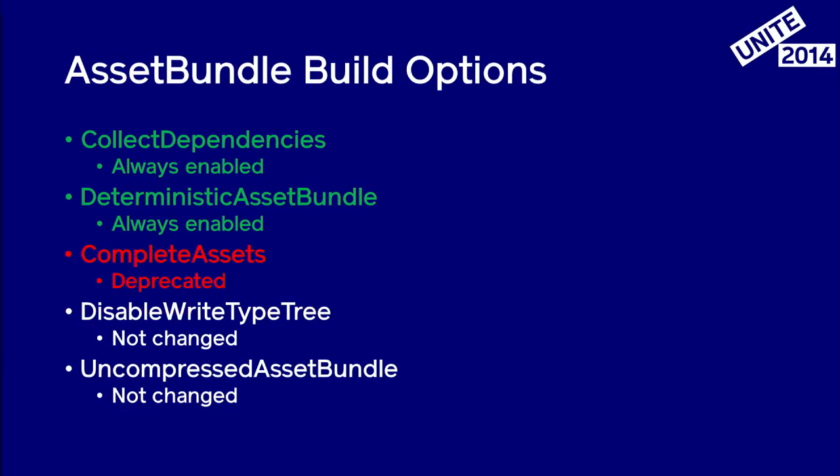CompleteAssets, I think this one is deprecated, as we always build from assets because you have to mark assets into the AssetBundle. Rather than objects, previously we would load the objects and pass them to the APIs, but now we just don't do this, so we don't need that anymore. For DisableWriteTypeTree and UncompressedAssetBundle, these are not changed.